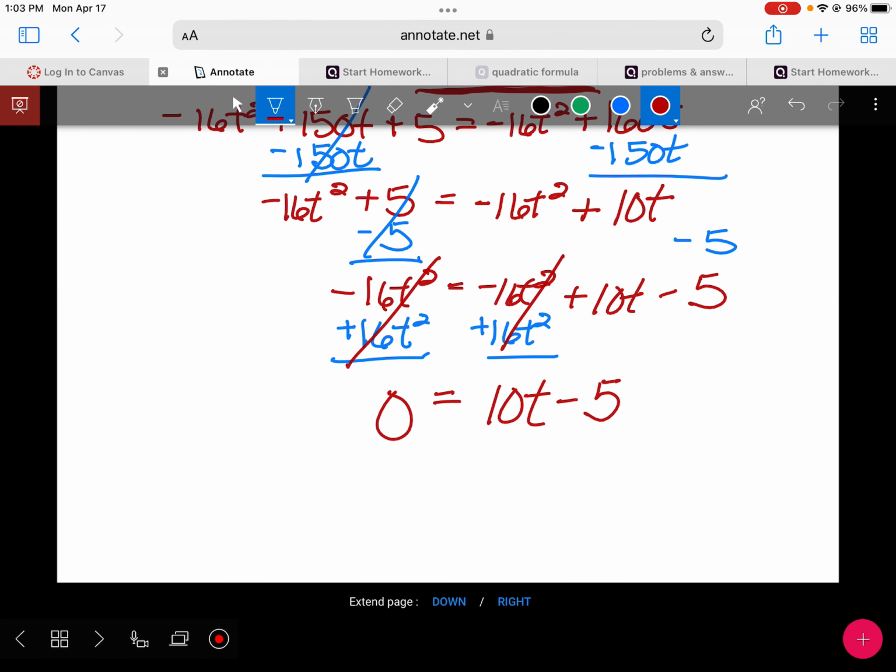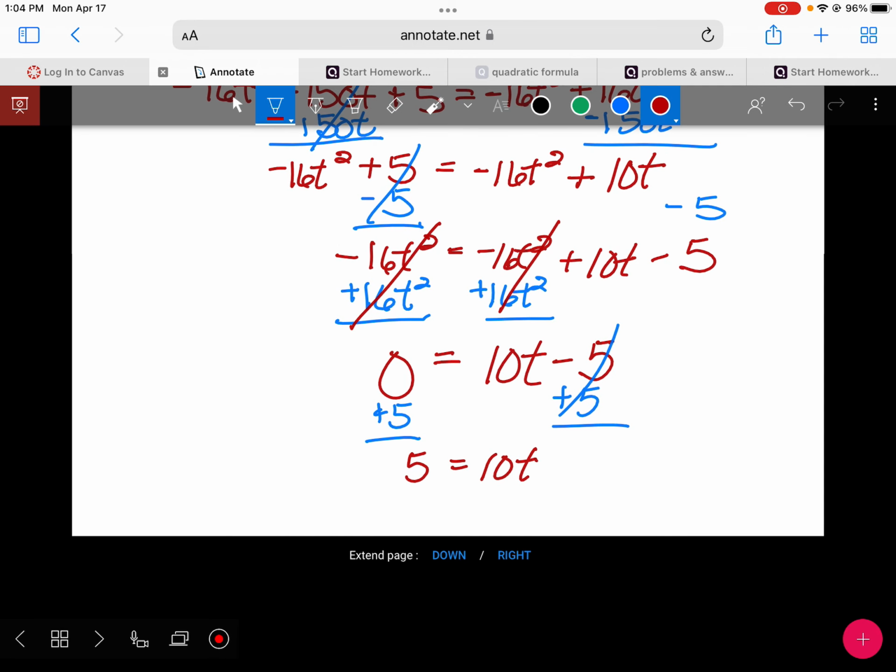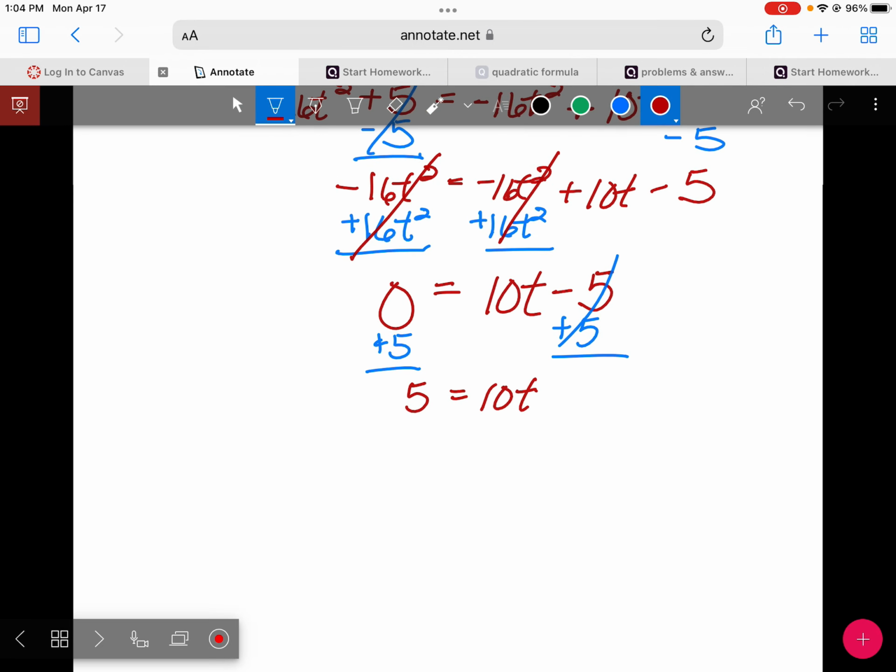We want to get t by itself, right? So what should I do? Add 5. So it was a good try to subtract 5, but now we're adding it back over. So we get 5 equals 10t. Trying to solve for t. So what do we do?